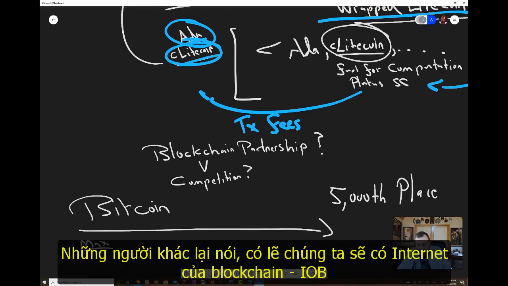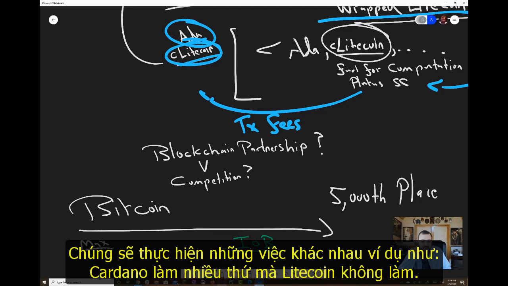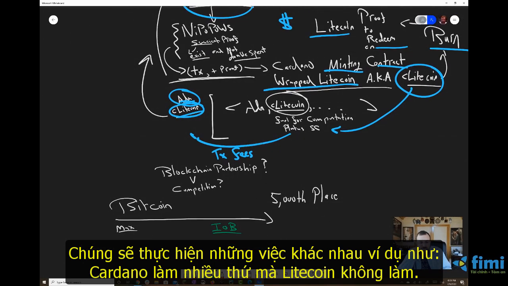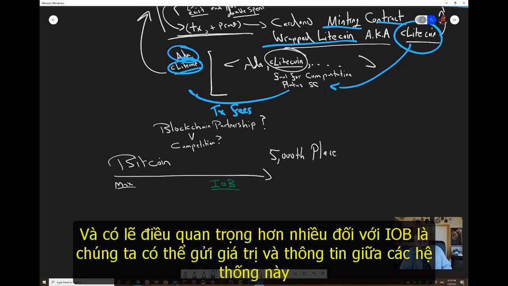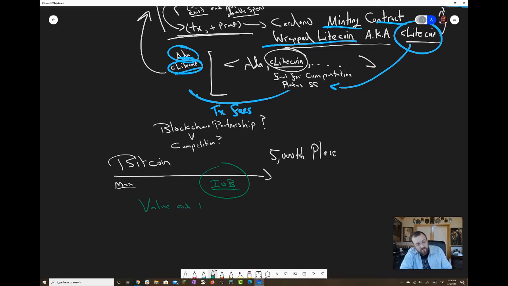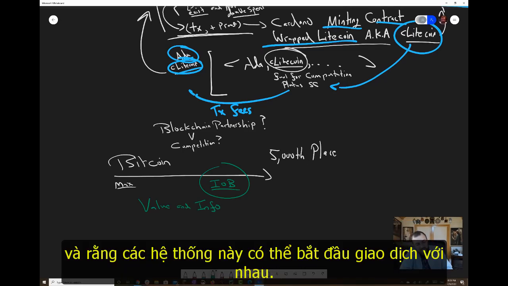Okay, and then other people say, well, maybe we're going to have IOB, an internet of blockchains, all kinds of blockchains floating around. They all do their different things. Like Cardano has a bunch of things that we do that Litecoin, for example, does not do. And maybe it's much more important for the IOB concept to say that it's just really important that we can send value and information between these systems, and that these systems can start transacting with each other.